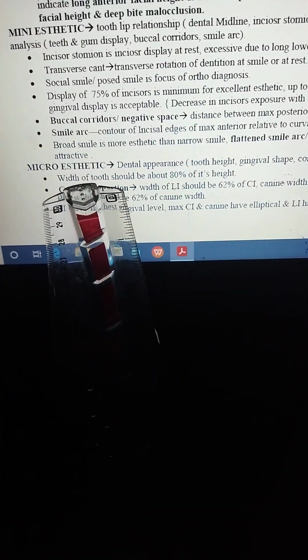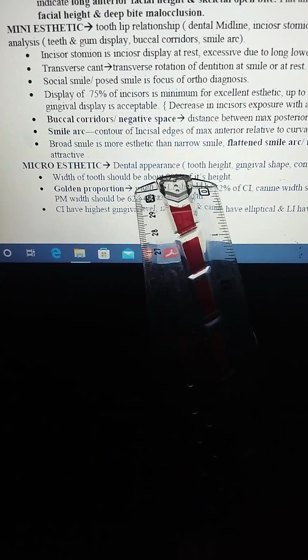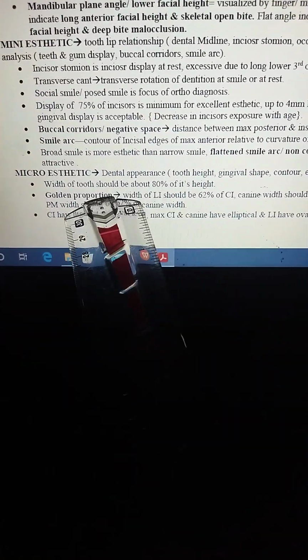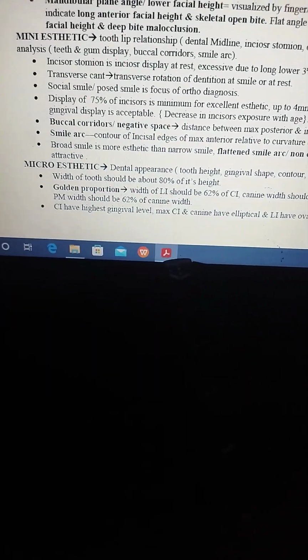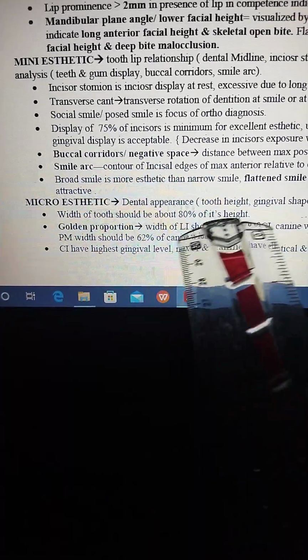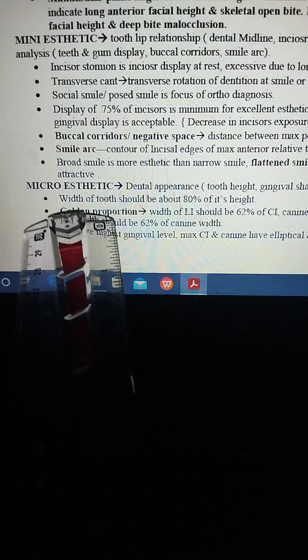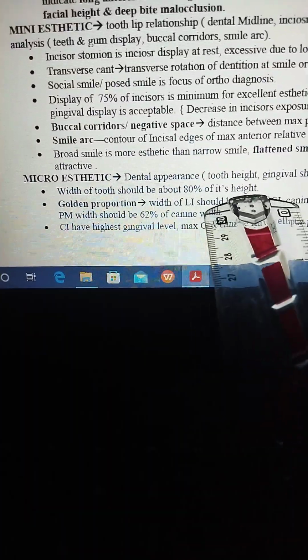Now we will talk about microesthetics. There were three types: macro, mini, and micro. Microesthetics is about dental appearance, meaning tooth height, gingival shape, contour, embrasure, shade. Okay, they come under microesthetics. The width of the tooth should be about 80% of its height. Okay, this is a scoring point. Width of tooth should be about 80% of its height.